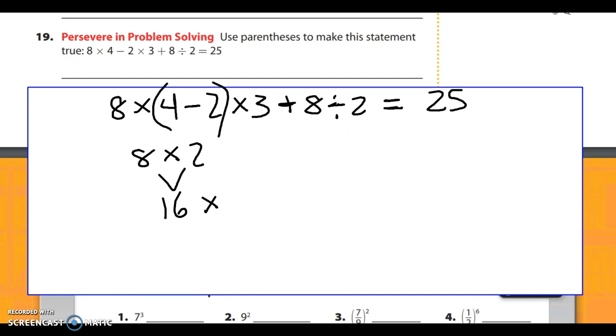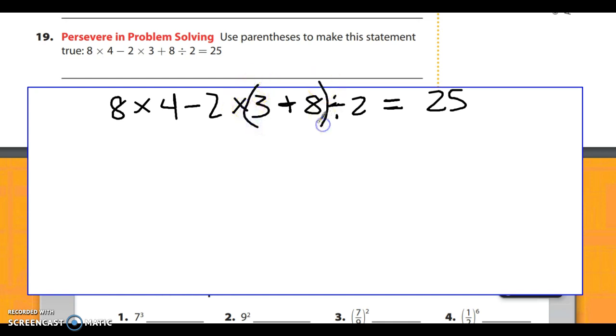And if you're frustrated at this point, remember the first word in this problem says persevere. We've got to try something else. So what else could we try? We could always try this 3 plus 8 first. If I do 3 plus 8 first, I get 11. And then 11 is right next to times 2. And then I've got 8 times 4. So this is a multiplication problem right here, and then I've got divide 2.